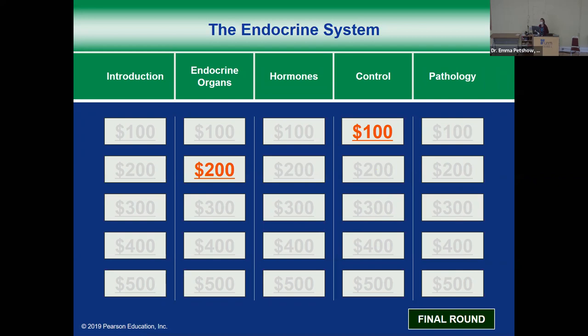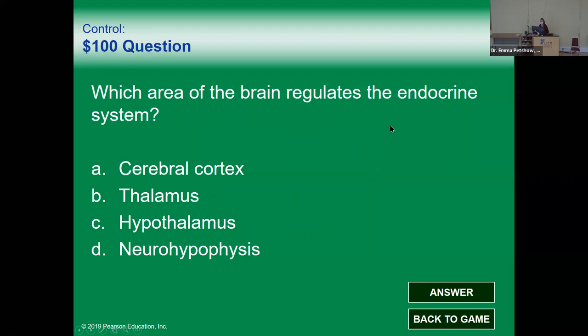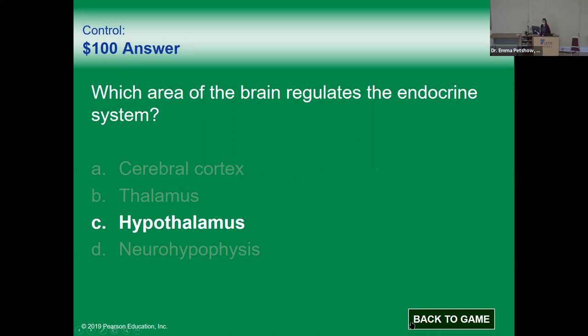All right, endocrine or control? Control. You're solid. Which area of the brain regulates the endocrine system? The cerebral cortex, the thalamus, the hypothalamus, or the neurohypophysis? Endocrine system, which area of the brain? Yep, awesome. Hypothalamus. Good.